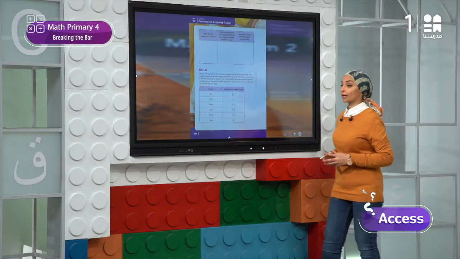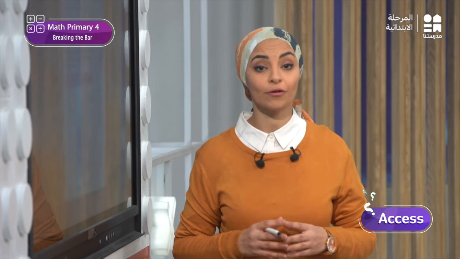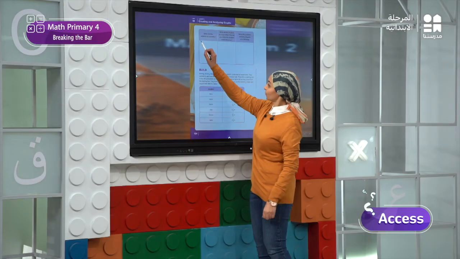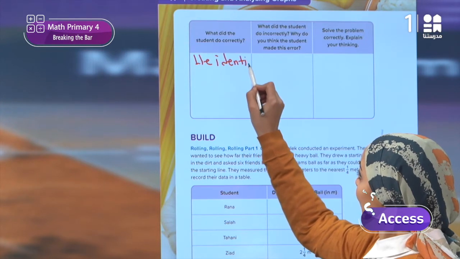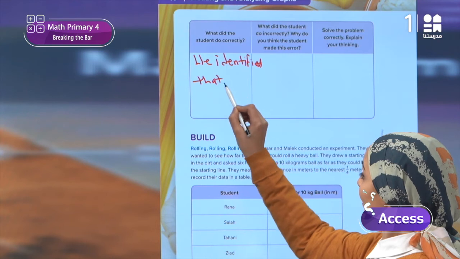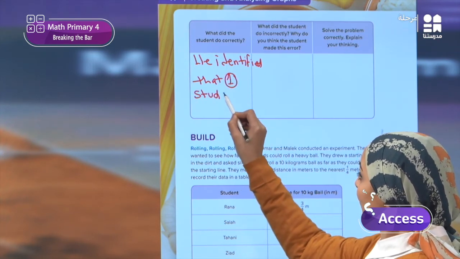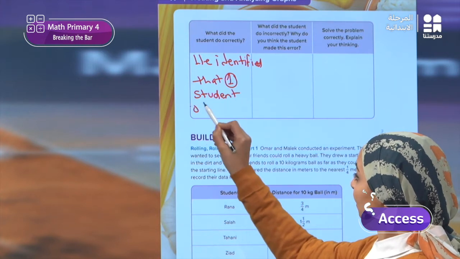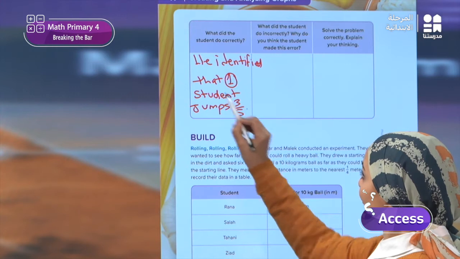Okay. Let's write here the student correctly identified، هو فعلا حدد ان one student jumped 3/5، يبقى he identified that one student jumps 3/5.